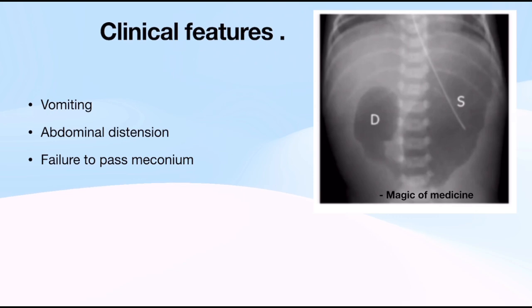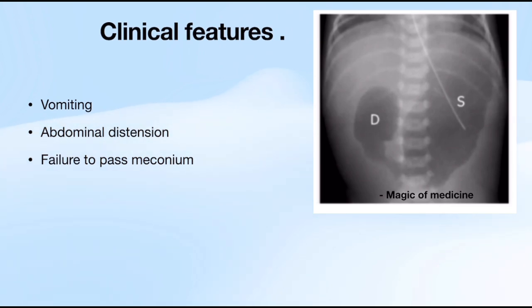Now coming to the clinical features. Obviously, here there is a bowel obstruction occurring. So the patient will present with vomiting, abdominal distension, and failure to pass meconium, because see, obstruction has occurred here. So any food material, meconium or anything will not be able to pass distal to this. So failure of meconium passing will be noted in some cases.